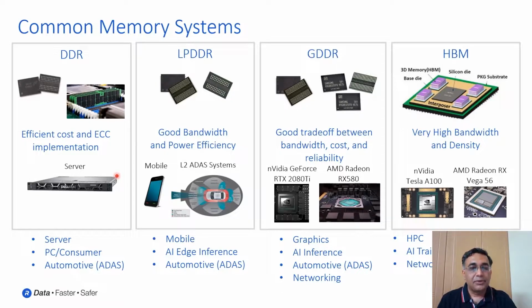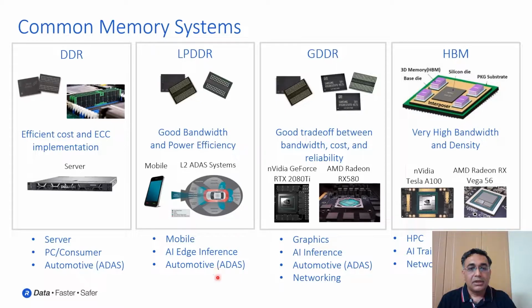DDR4 tops at 3.2 gigabit per second per pin, while the DDR5 memories are going 6.4 gigabit per second per pin and beyond. Next, I will talk about low power DDR, LPDDR. As the name suggests, it is low power. So it was primarily conceived for the mobile application and widely used in the mobile application. It has similar bandwidth like the DDR, and it is also finding its usage in automotive and also in AI edge inference.